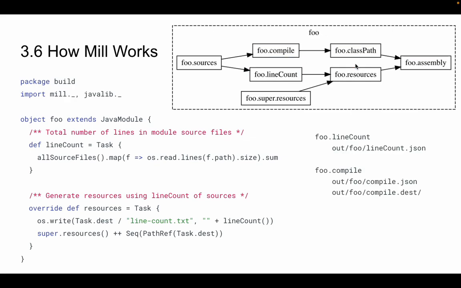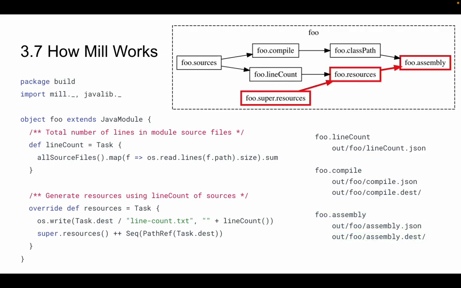Mill is able to give you automatically cached things on disk. So for example, foo.lineCount goes into out/foo/lineCount.json as the metadata, in this case like 17 we saw just now. Foo.compile goes to out/foo/compile.json for the metadata, and out/foo/compile.dest, which is a destination folder you can put your stuff in. That's what this task.dest here is. And if I wanted you to guess where foo.assembly goes, well, foo.assembly goes to out/foo/assembly.json and out/foo/assembly.dest, all done for you and very predictably.